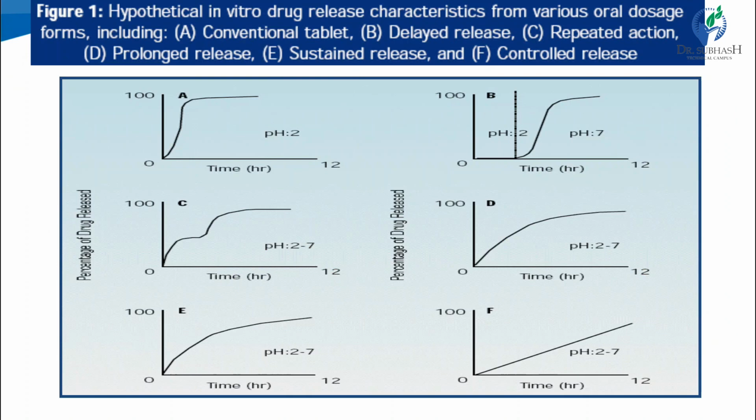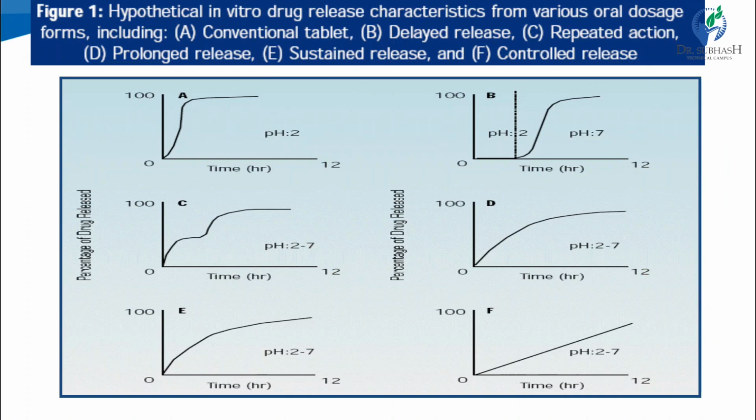Here is one more example for all the terminologies. In the figure they show the hypothetical in vitro drug release characteristics from various oral dosage forms. The first diagram is for the conventional tablet, the conventional dosage form. The B is for the delayed release. Up to 2 or 3 hours there is no drug release from the dosage form. After that, we see the curve for the drug release.